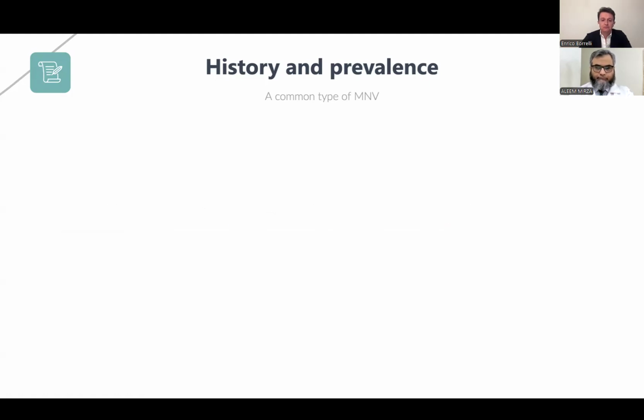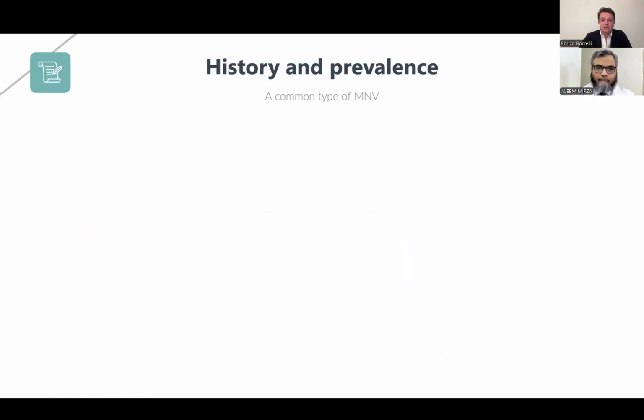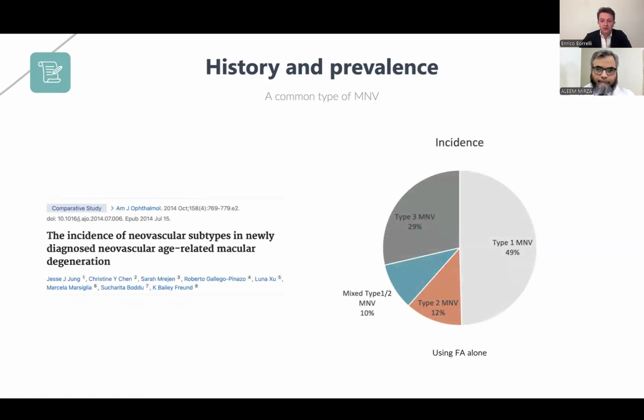We know that in neovascular AMD there are different types of neovascularization, and type 1 and type 2 neovascularization are characterized by the development of new vessels from the choroid, while type 3 macular neovascularization has new vessels coming from the retinal vessels.